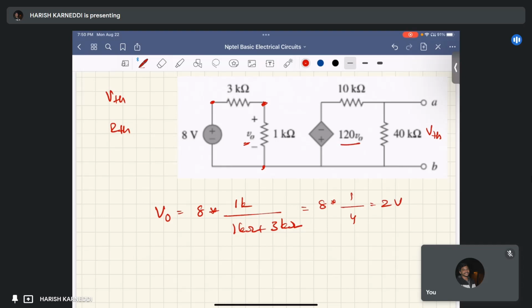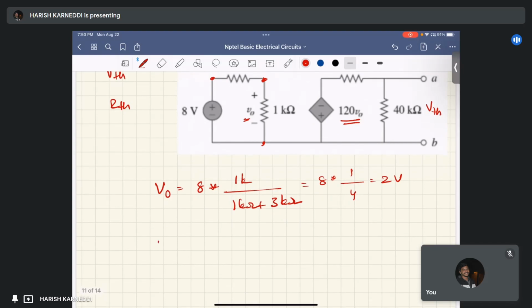What is the value of 120 V0 then? If V0 equals 2 volts, then 120 V0 equals 2 into 120, what is the value? It is 240 volts, right? The 240 volts appears like this.